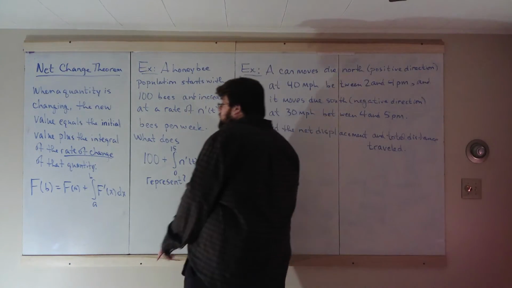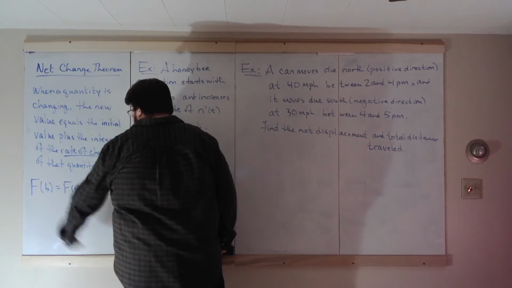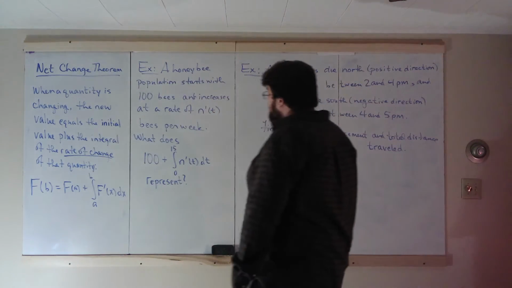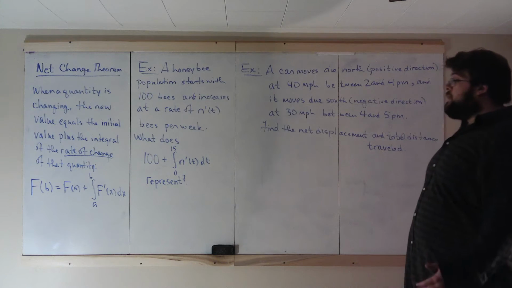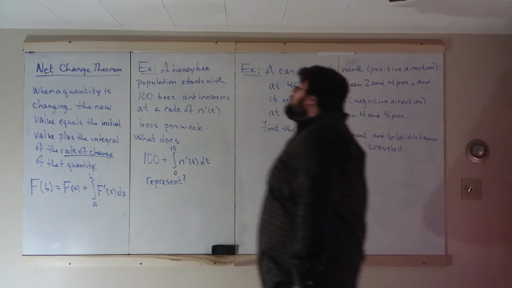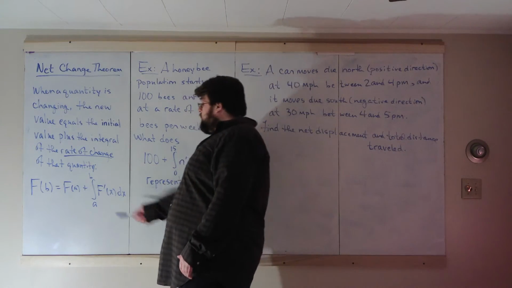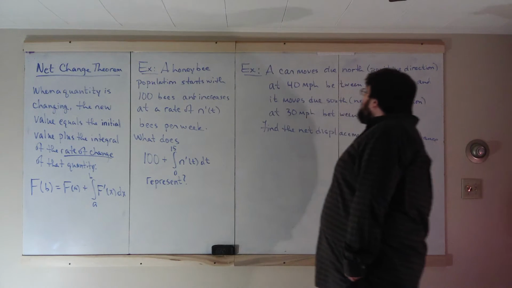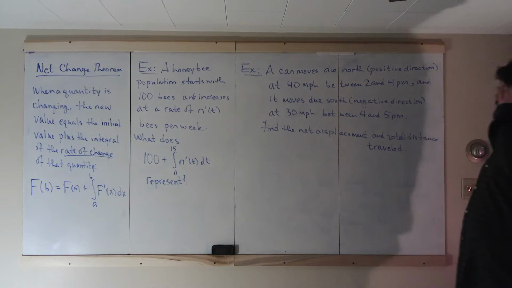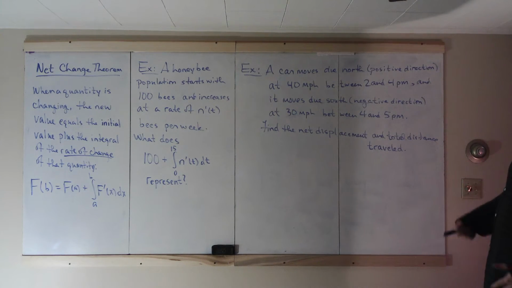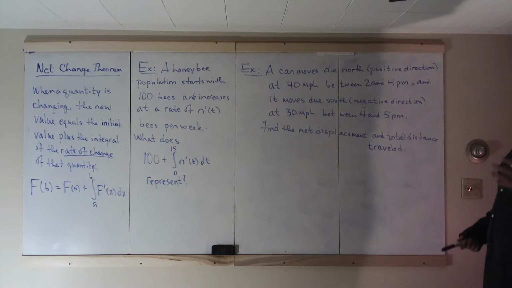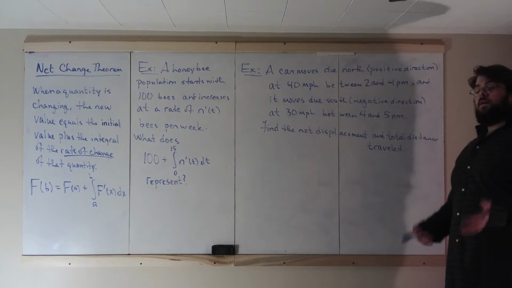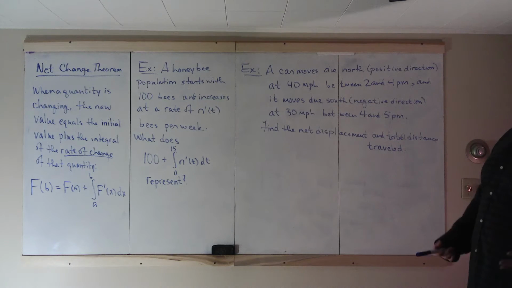And notationally, capital F of B equals capital F of A plus the integral from A to B of the rate of change. So we're integrating a rate of change. And we'll look at 3 examples. The first one is just to illustrate the net change theorem, and the next 2 will be more specific examples in interpreting it.